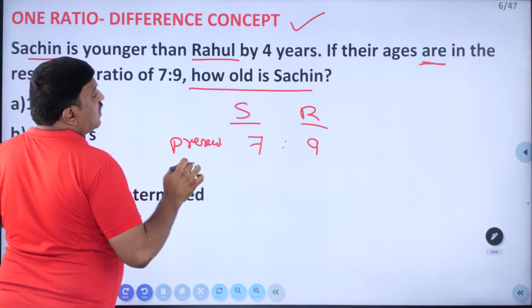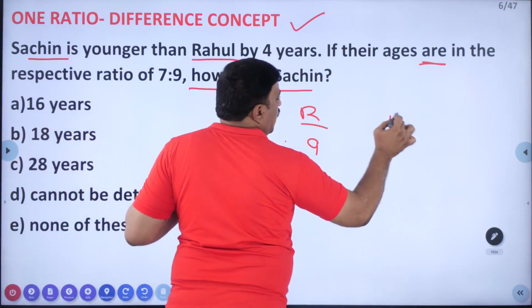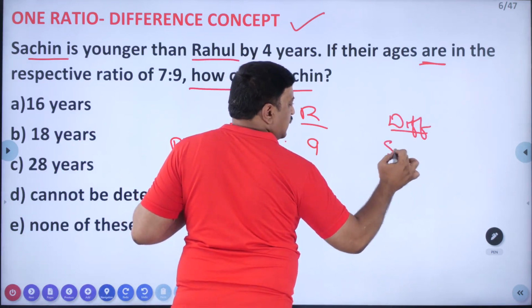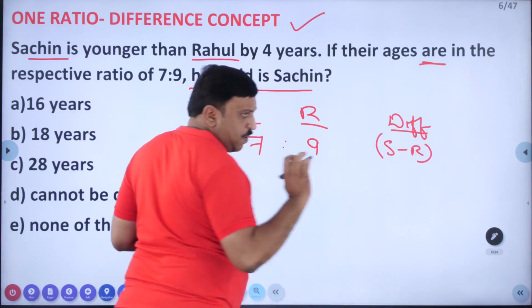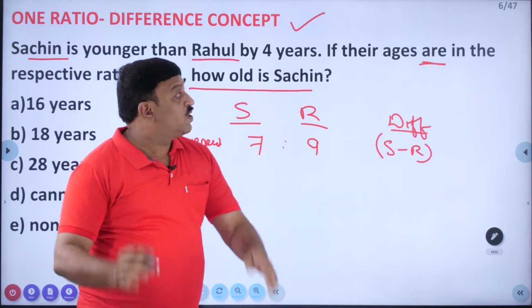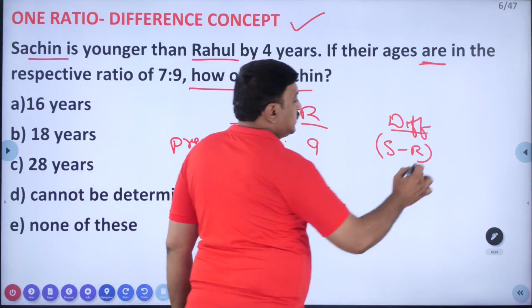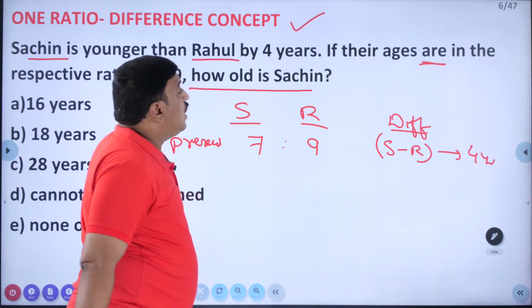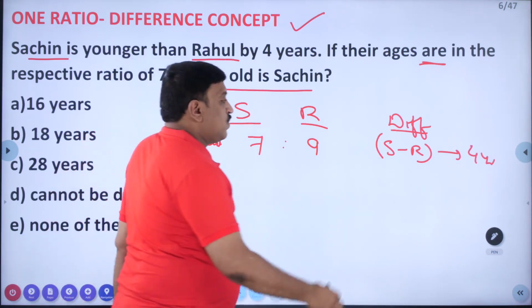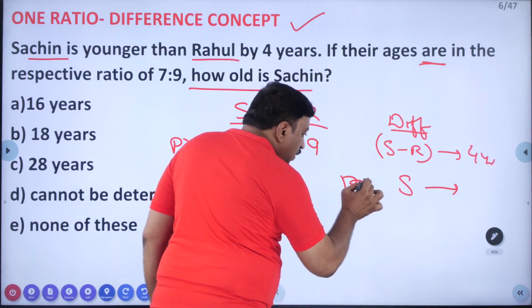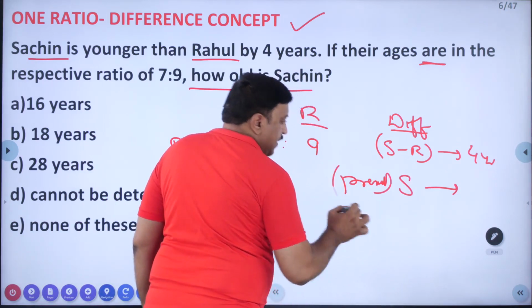And Sachin is younger than Rahul. That means the difference of Sachin and Rahul, Sachin is younger, no problem. If I write S minus R or R minus S, both are one and the same. Their difference is how much? Difference is 4 years. Since this is 4 years, how old is Sachin? Sachin present. We need only present.